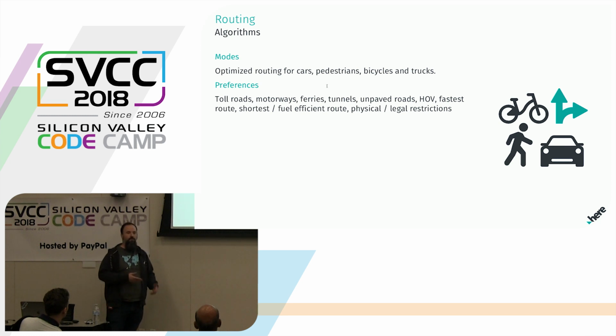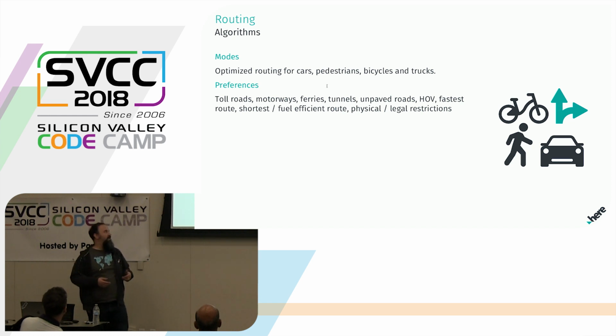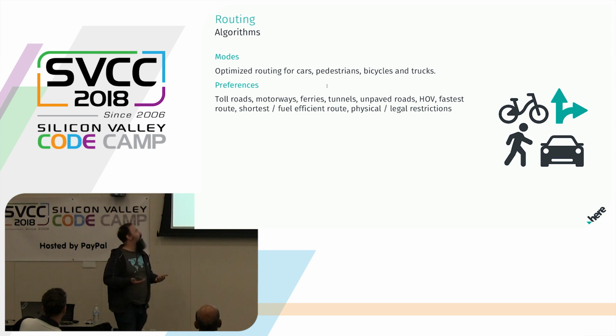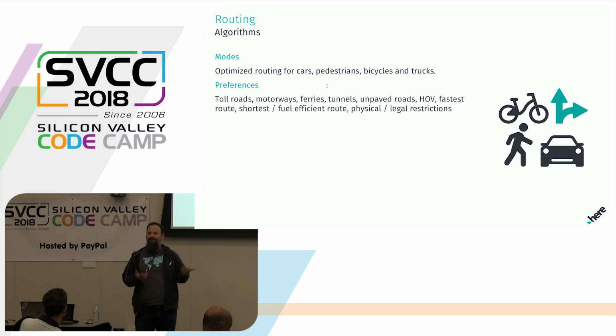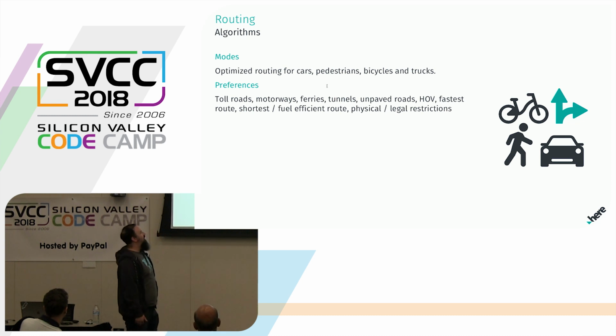So we do provide a lot of options in terms of preferences. When you're running a query for the routing service, you might be trying to avoid toll roads, or you might be looking to avoid highways. You might need to take a ferry to get across water. That's actually part of the responses. You might not be allowed to go through tunnels because you're driving a truck. You might actually be an off-road enthusiast, so you're seeking out unpaved roads. That is also okay. HOV, the fastest route, shortest route.